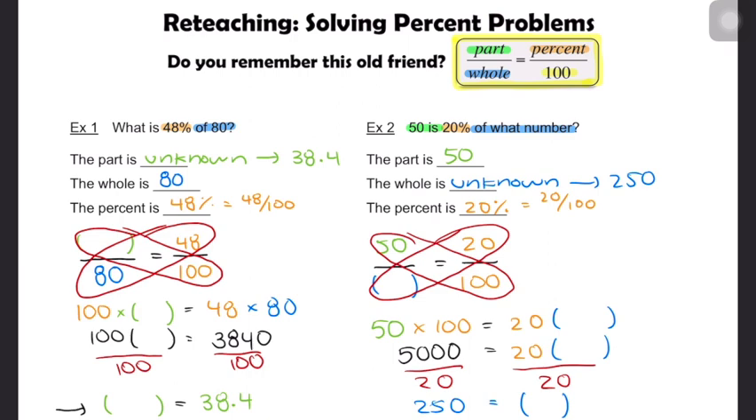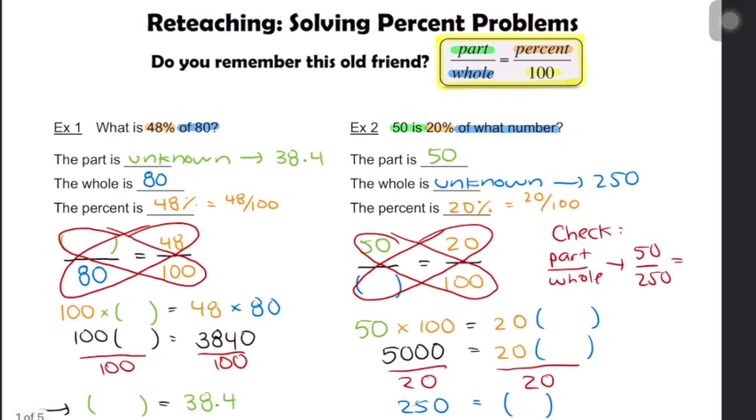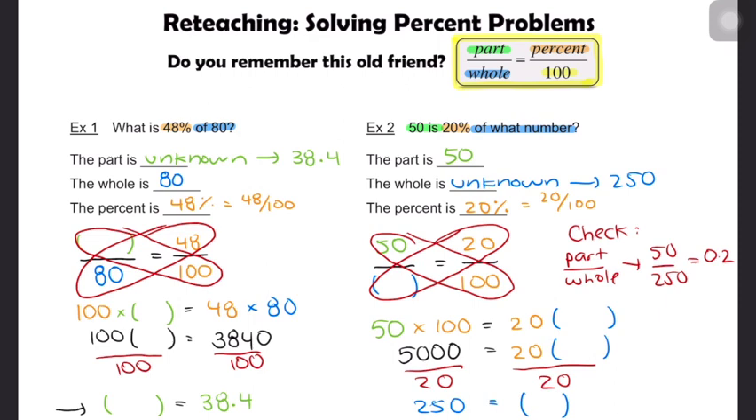Now, if you wanted to check this out, if you really wanted to check your answer, what you can do is go ahead and put the part over the whole, which in this case it's 50 over 250, and let's go ahead and divide. 50 divided by 250 is going to be equal to 0.2. When you multiply that by 100, that's going to tell us the percent, which is in fact 20%.